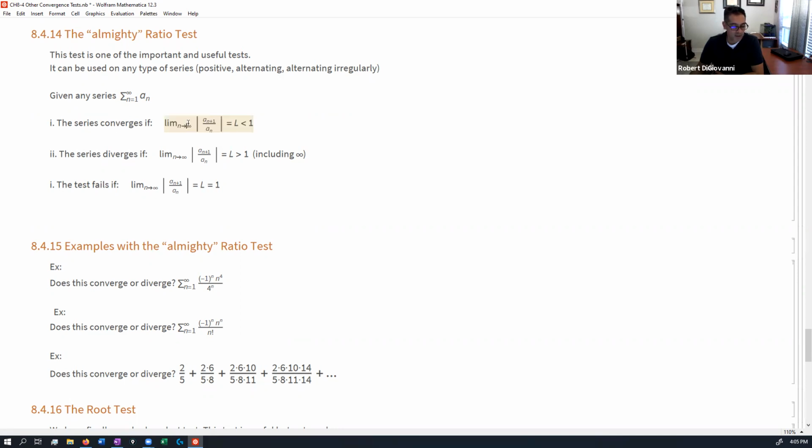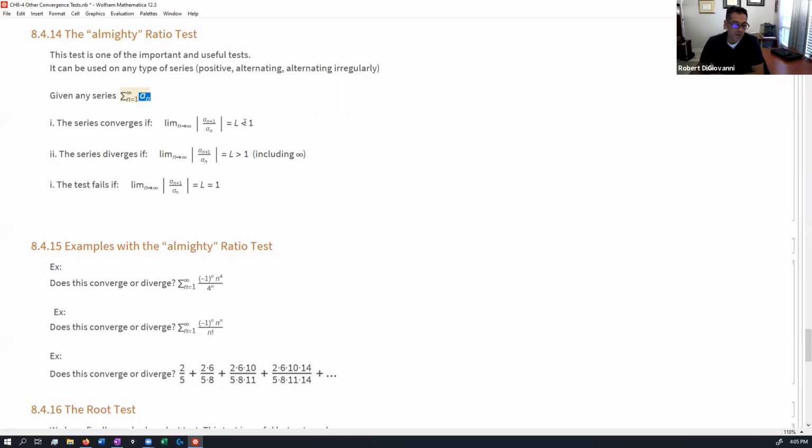Take the limit as n goes to infinity of a sub n plus 1. What does that mean? Just plug n plus 1 into that formula. Then divide it by a sub n, which is the formula itself, and then take the absolute value. Take that limit and get some number. Hopefully it'll be a number.